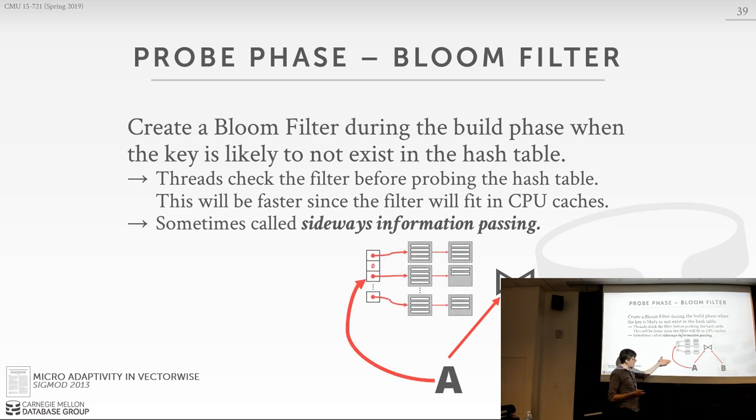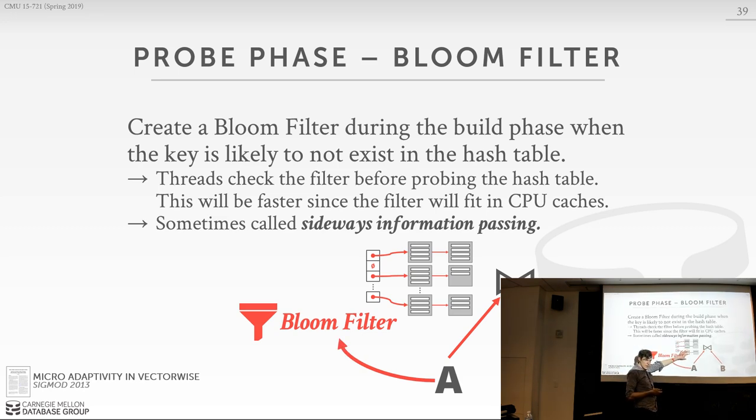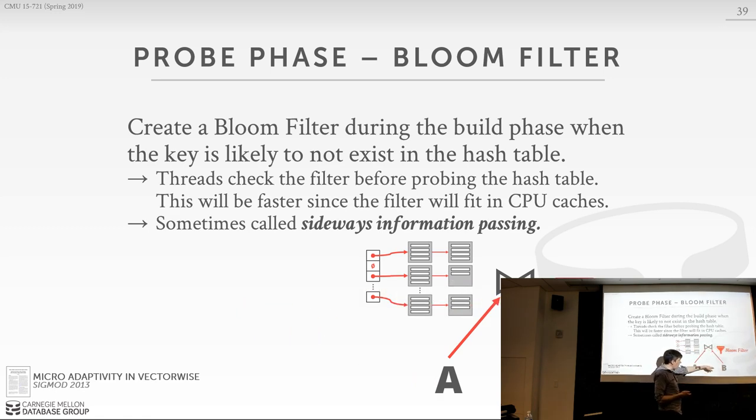In the first part, when I do my build phase, as I'm building my hash table on A, I'm also going to construct a bloom filter of all of the keys that I've inserted into my hash table. Then when I enter the probe phase, I first check the bloom filter for my key. If it doesn't exist in here, because the bloom filter can have false positives but not false negatives, so if a key does not exist in my hash table, the bloom filter will guarantee that it does not evaluate to true when I check to see whether it exists. If it doesn't exist, I skip this tuple and go to the next one. If it does exist, then I actually do my probe in my hash table.